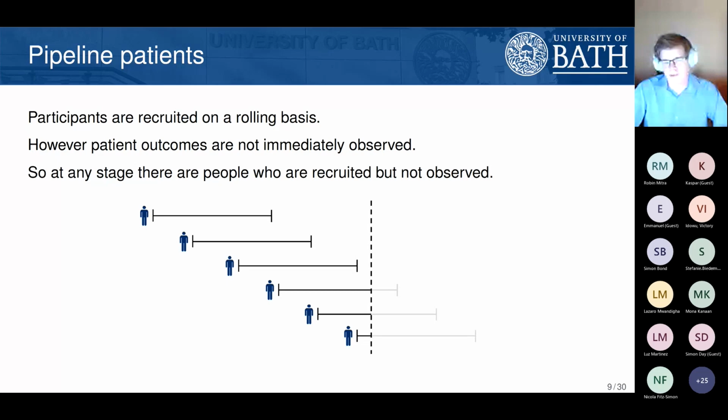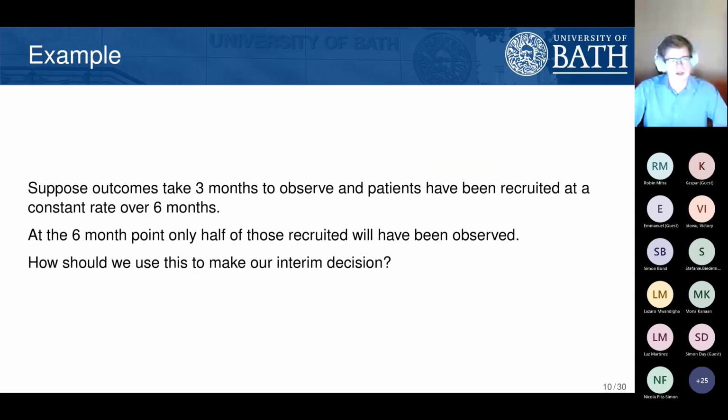So if we imagine this dashed line as our interim analysis, you can see by the grayed out side of the timelines the parts in the future, currently not observed. If we take a really simple example, suppose outcomes take 3 months to observe and the patients have been recruited constantly over 6 months, which may be an oversimplification as trials ramp up as they get going, but it will suit us for now. At the 6 month point, we'll only have seen observations for the first half of that cohort, i.e. those recruited in the first 3 months.